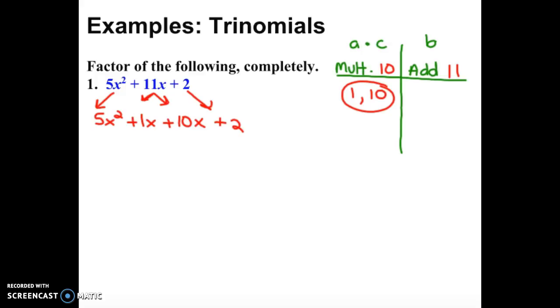So what I'm going to do is find the greatest common factor of the first 2 terms, which ends up in this case being x. I'm going to take that x out of each one of the first 2 terms. When I do that, you get 5x plus 1.